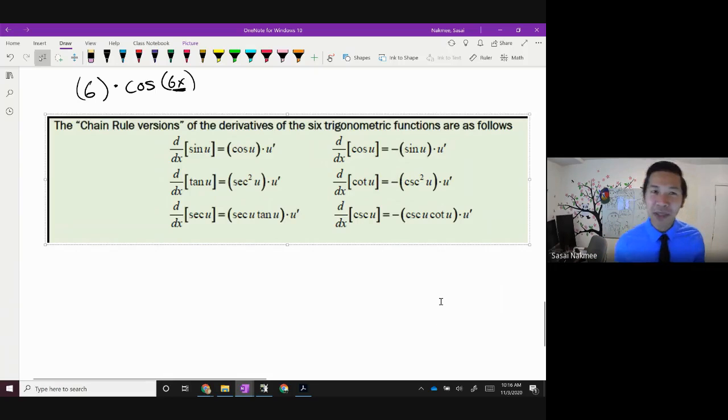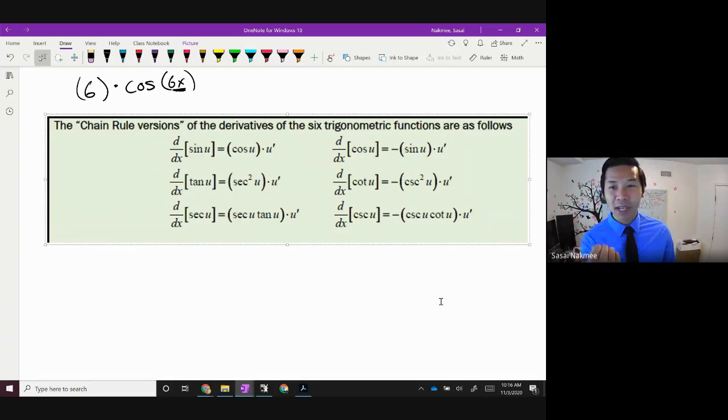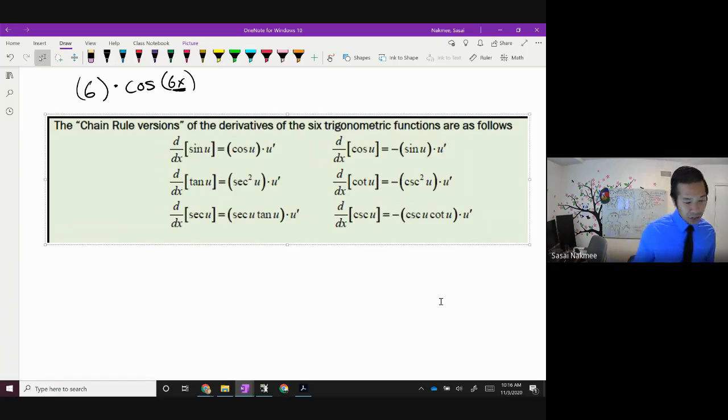Have you memorized your derivatives of your 6 trig functions yet? If not, you should get on that. You need to know sine and cosine, that's for sure. You should know the derivative of sine is cosine, and the derivative of cosine is negative sine. If you haven't learned that yet, you're going to have a rough time. So make sure you get that down. The next one you need to learn for sure is tangent. The derivative of tangent is secant squared.